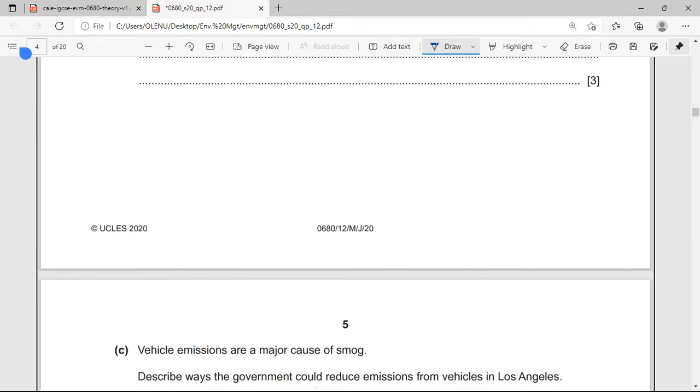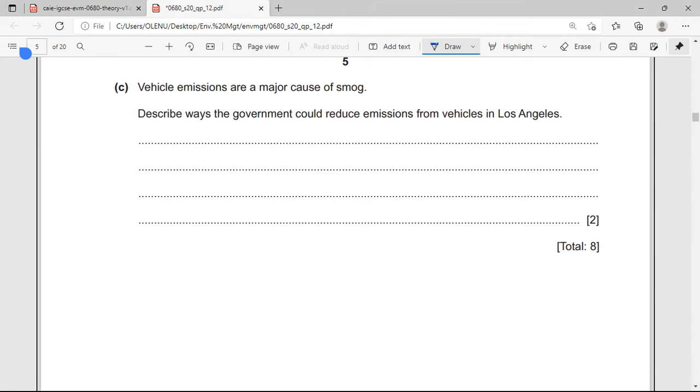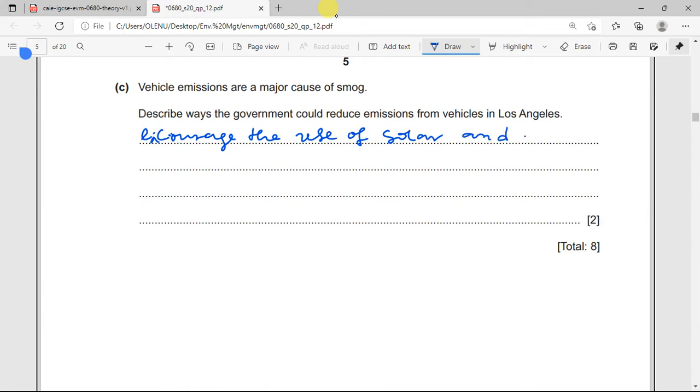Now the next question is, vehicle emissions are a major cause of smog. Describe ways in which the government can reduce emission from vehicles. Now, you can encourage the use of solar and electrical cars.